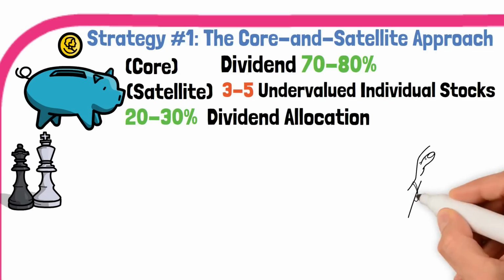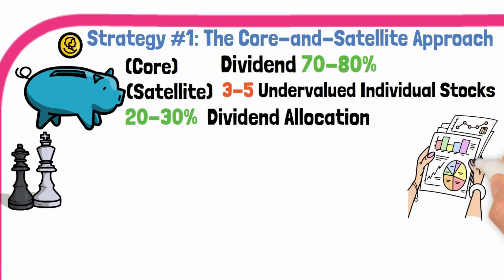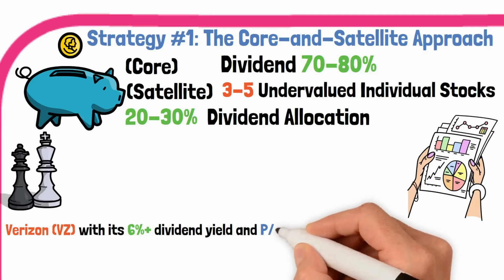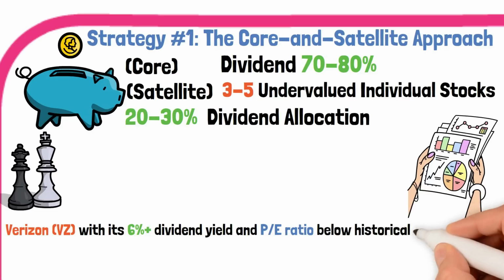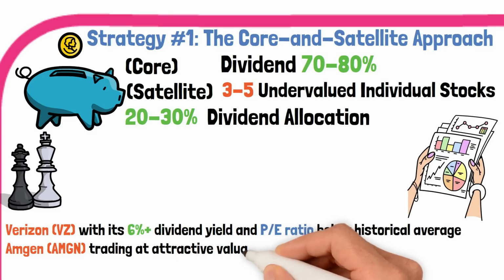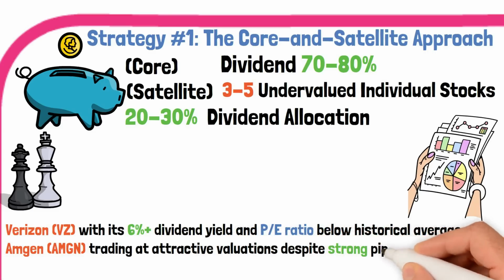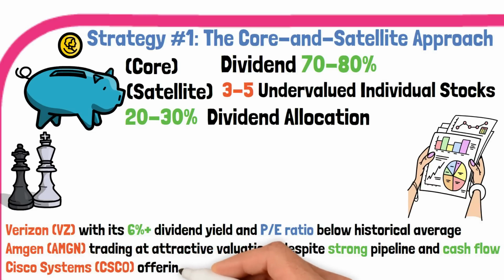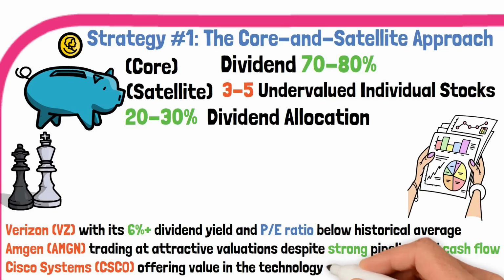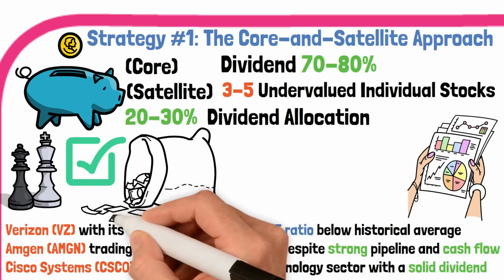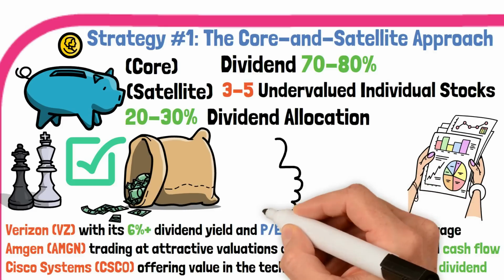Currently, based on our valuation analysis, the most undervalued components of SCHD include Verizon, VZ, with its 6% plus dividend yield and PE ratio below historical average. Amgen, AMGN, trading at attractive valuations despite strong pipeline and cash flow. Cisco Systems, CSCO, offering value in the technology sector with a solid dividend. This approach gives Harry broad exposure to quality dividend stocks through SCHD while allowing him to enhance potential returns by overweighting the most undervalued opportunities.